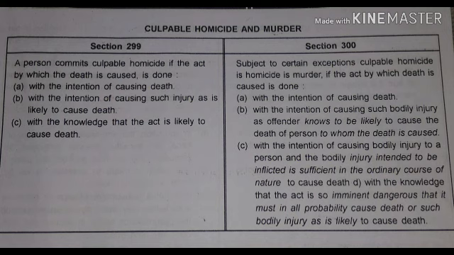Culpable homicide is under section 299 of IPC and murder under section 300 of IPC. There are 3 steps to discover whether the act of a person is murder or culpable homicide. Firstly, we will discuss section 299, meaning culpable homicide. A person commits culpable homicide if the act by which the death is caused is done, first step, with the intention of causing death.